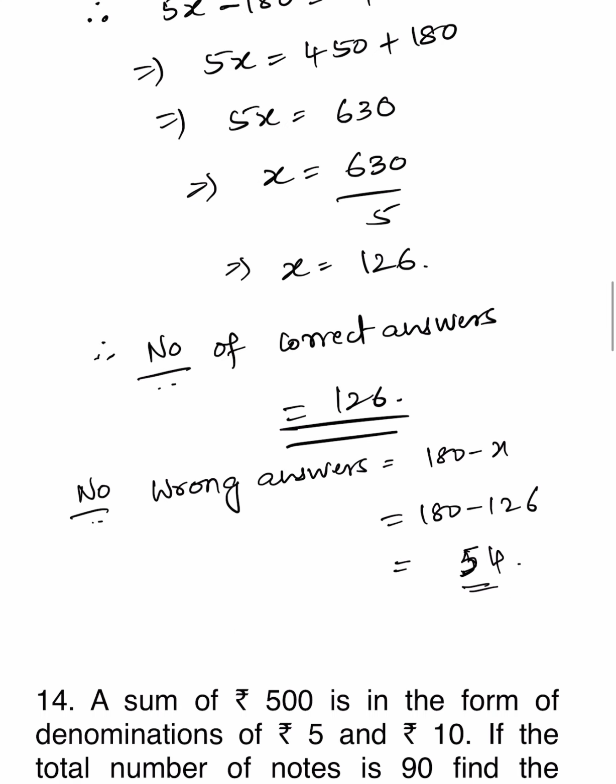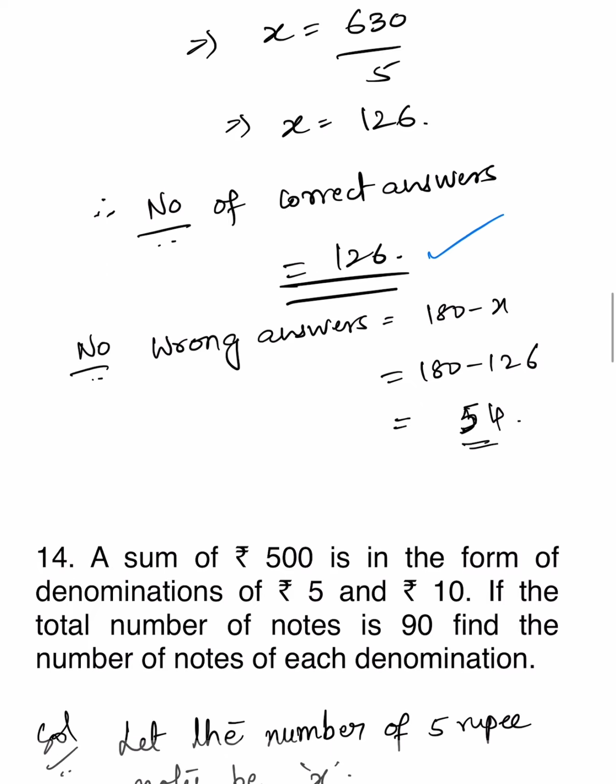So, what is the number of wrong answers? 180 minus x. That is 180 minus 126. So, 54. So, what is the final answer? Number of correct answers is 126.